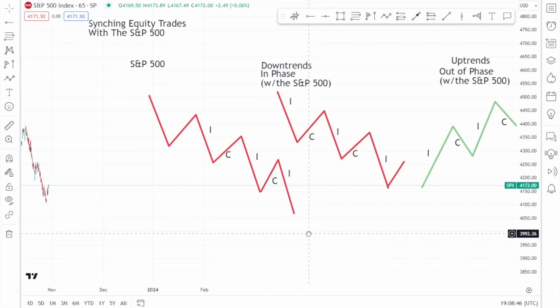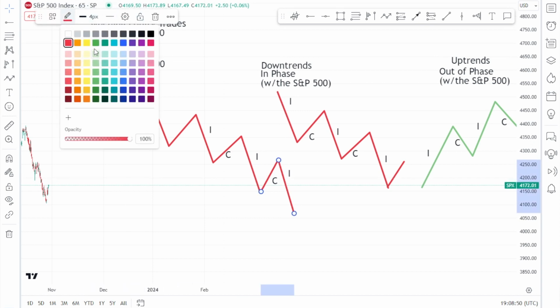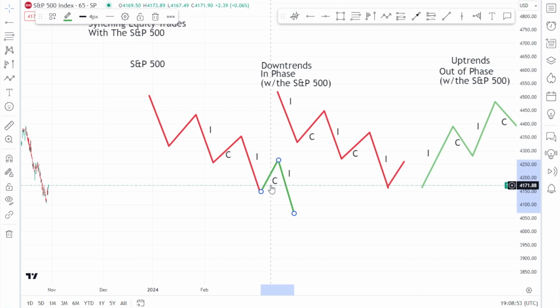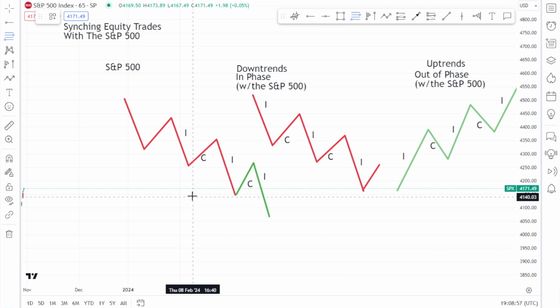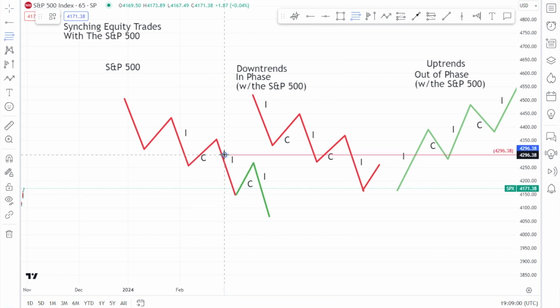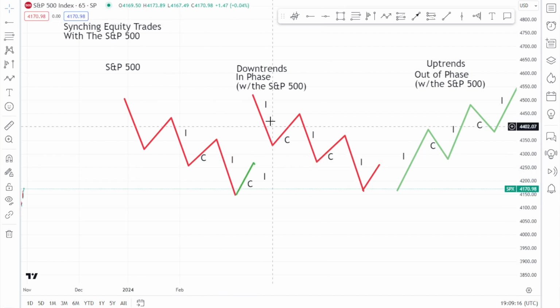All right, so this would be the future that we would be looking for. Let me make that green so we know that's the future piece right there. Now when this turns, we're typically trying to figure out maybe it's a supply zone, maybe it's something along those lines that would turn it, whatever your entry signal is going to be. When you see it hitting that area that you think it's going to turn, that's when you go ahead and look at your in-phase stocks.